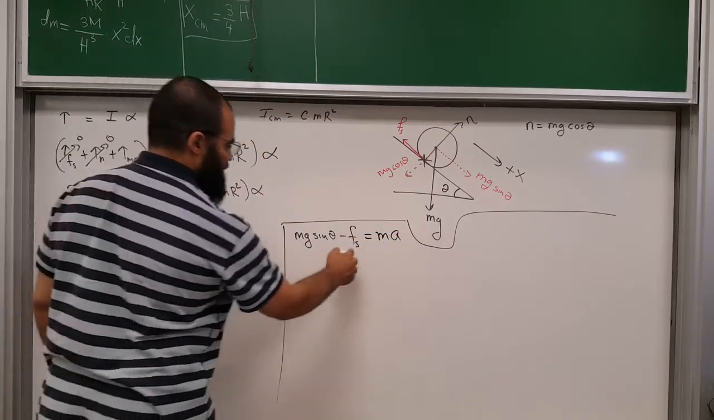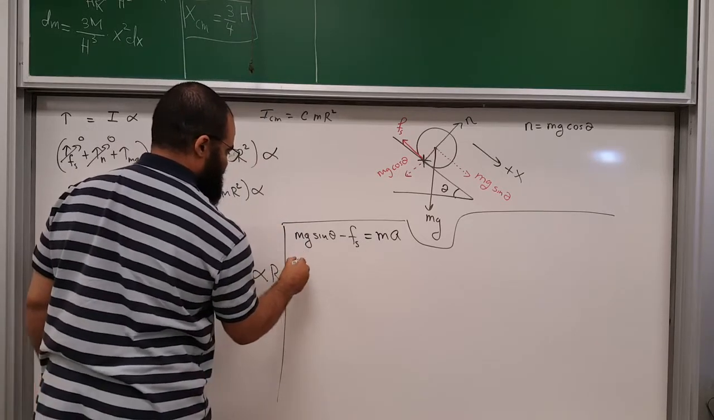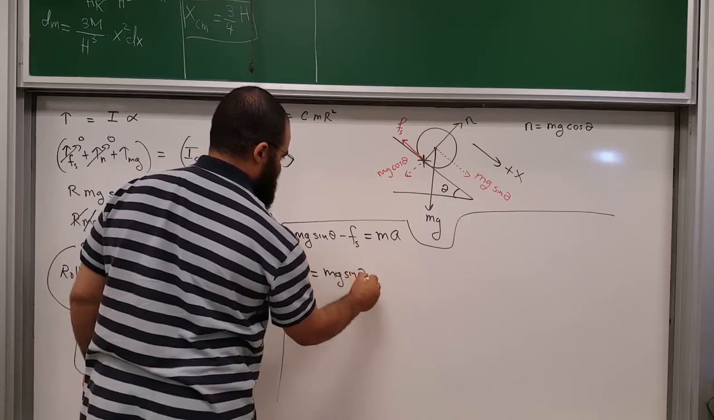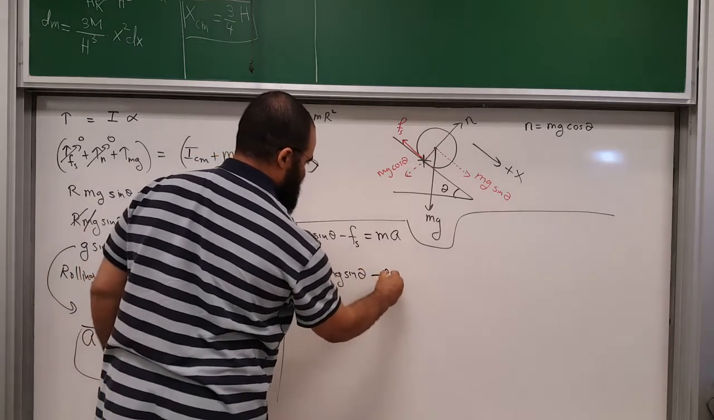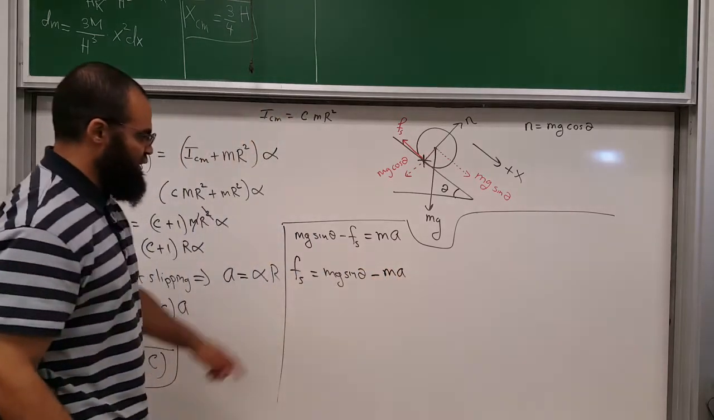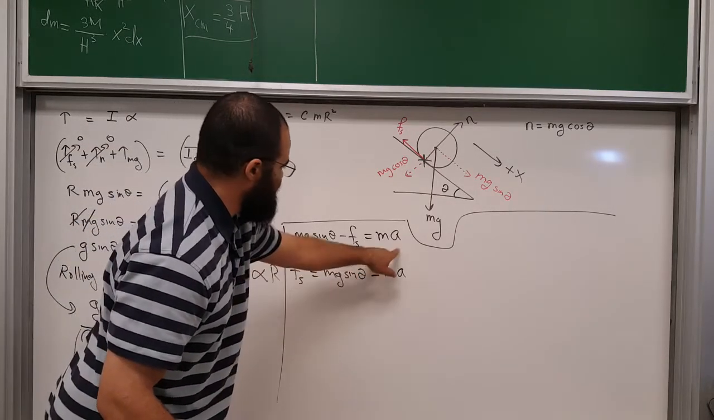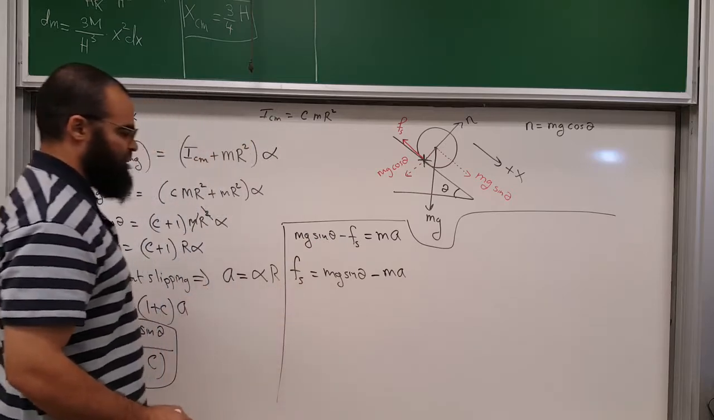So let's solve for Fs. Move Fs here and this one here. So you get the force of static friction will equal mg sine theta. Move this here, so you get minus ma, like so, right? Move this here, so you get mg sine theta minus ma. Move the force of static friction here, so it becomes positive.